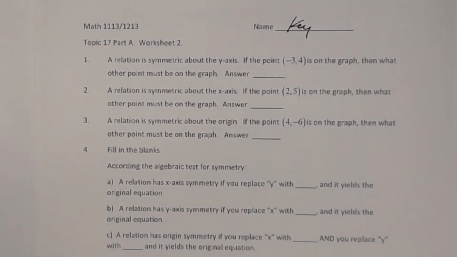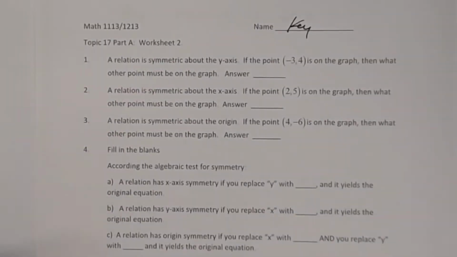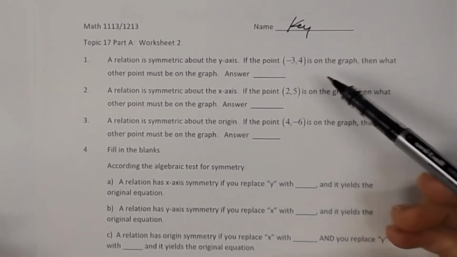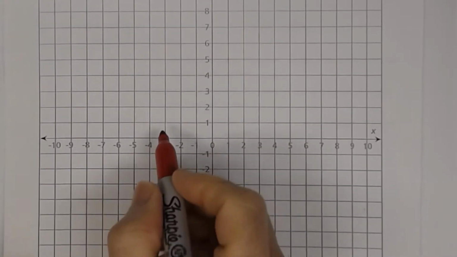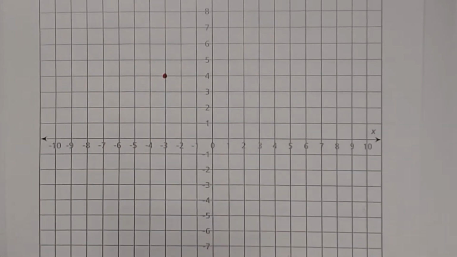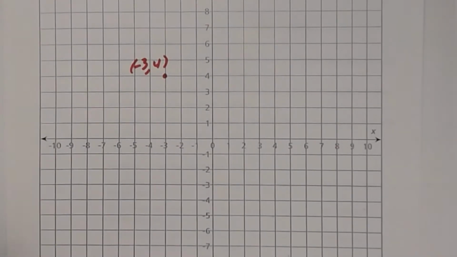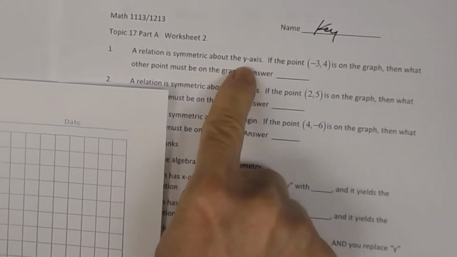So when doing this kind of problem, it's always helpful to have a coordinate plane in front of you. For example, in number 1, you're told that the point (-3, 4) is on the graph. So let's go ahead and plot that point. Negative 3, 4 is here, and I'm going to label it (-3, 4). And you're told that this graph, whatever it is, is symmetric about the y-axis.